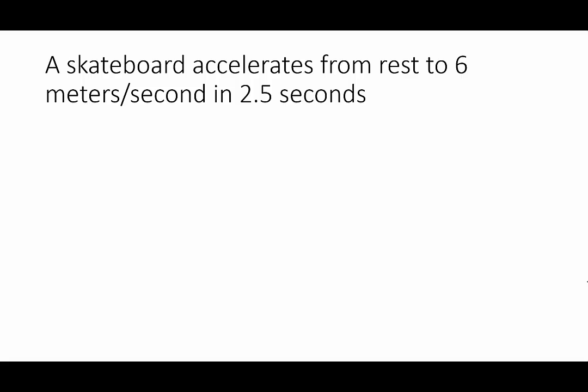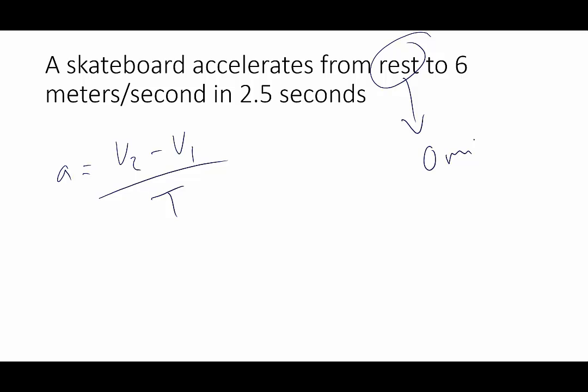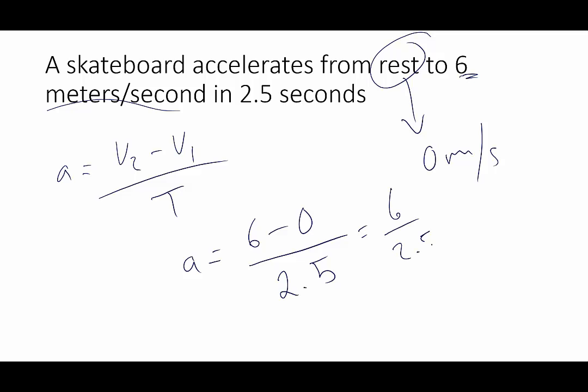These are our acceleration questions. Remember, acceleration equals our second velocity minus our initial velocity over the amount of time it took. A skateboard is going to accelerate from rest. Rest, anytime you see that, that means 0 meters per second, to 6 meters per second. So, acceleration equals 6 minus 0 over 2.5. So we get 6 over 2.5. And that will give us about 2.4 meters per second squared whenever you do the math.